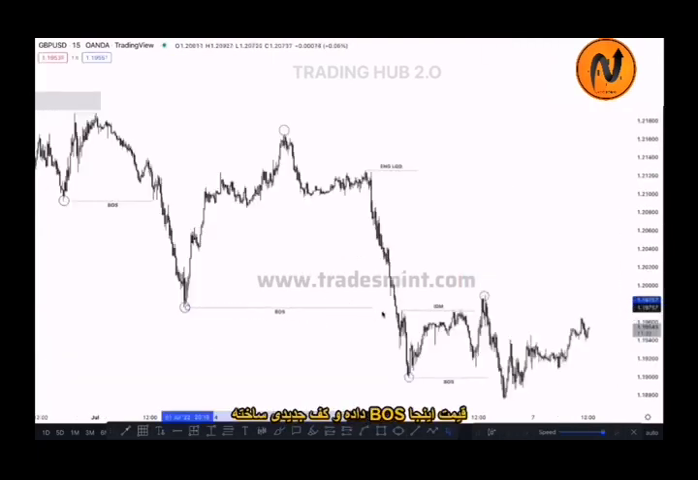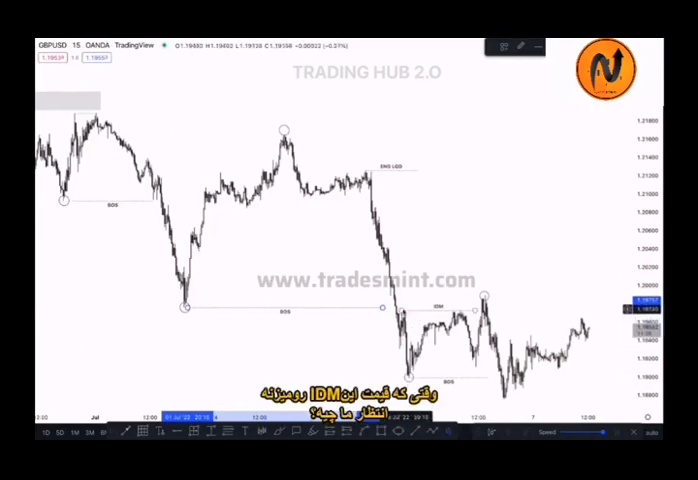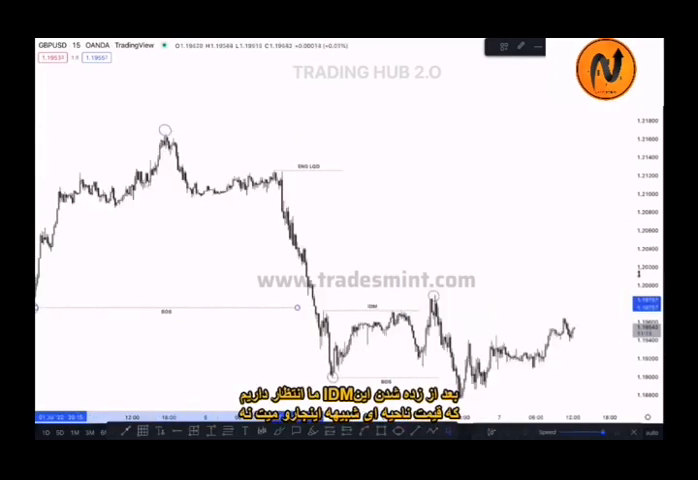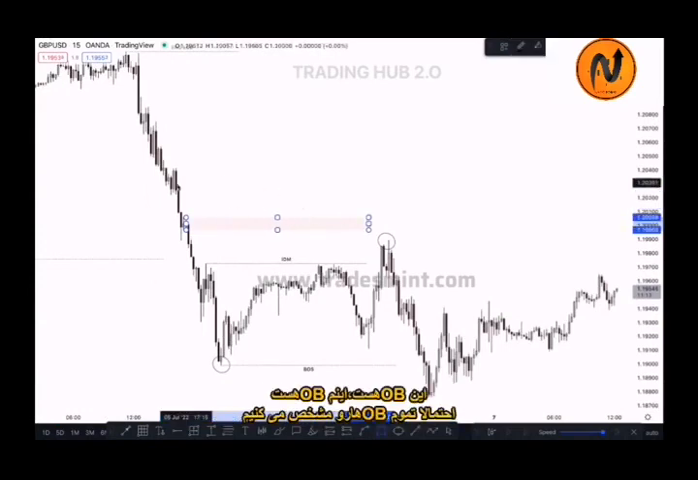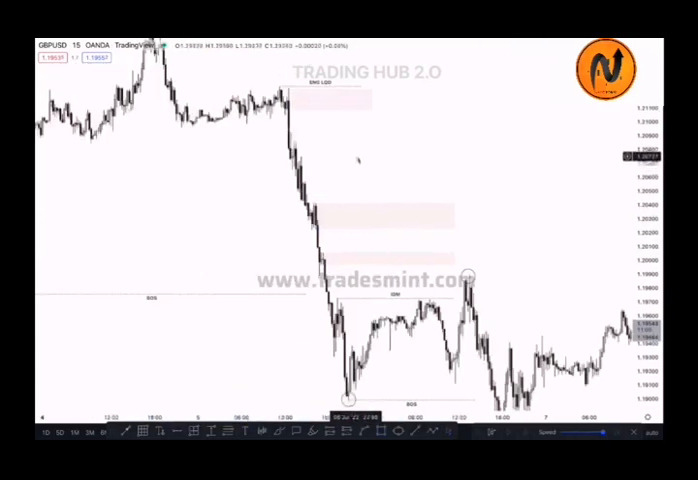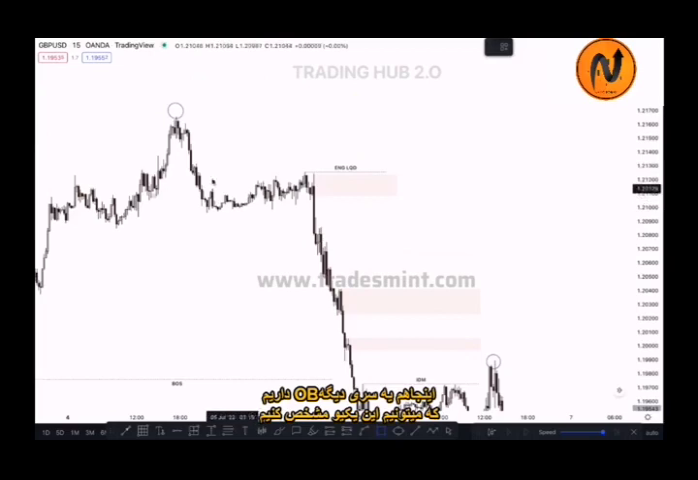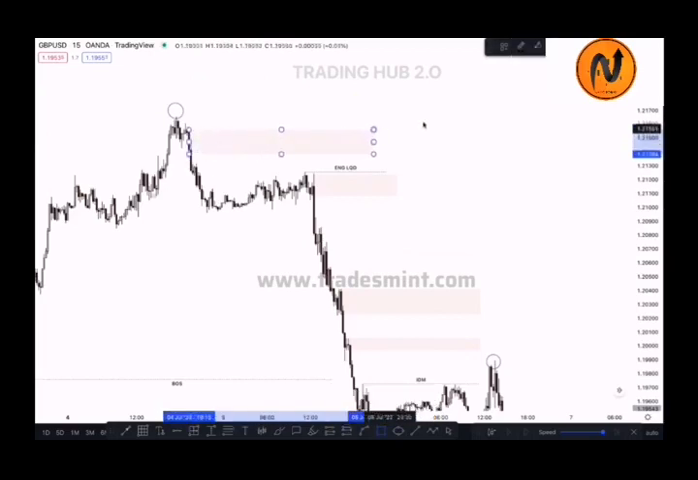The market breaks this structure here and creates a new low, which is here, when the market takes out this first inducement. What we are expecting after taking out this inducement is that price must mitigate something here. This is an order block and this is an order block, and we probably mark every order block. In this case we can see another order block here. We can mark this one, correct.